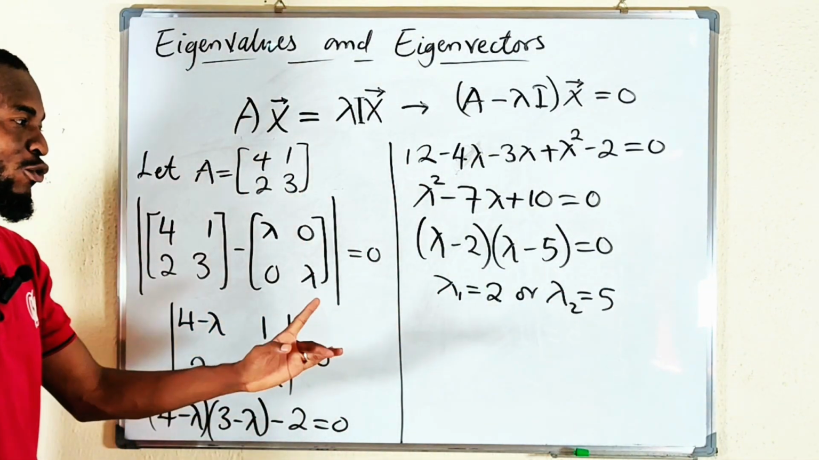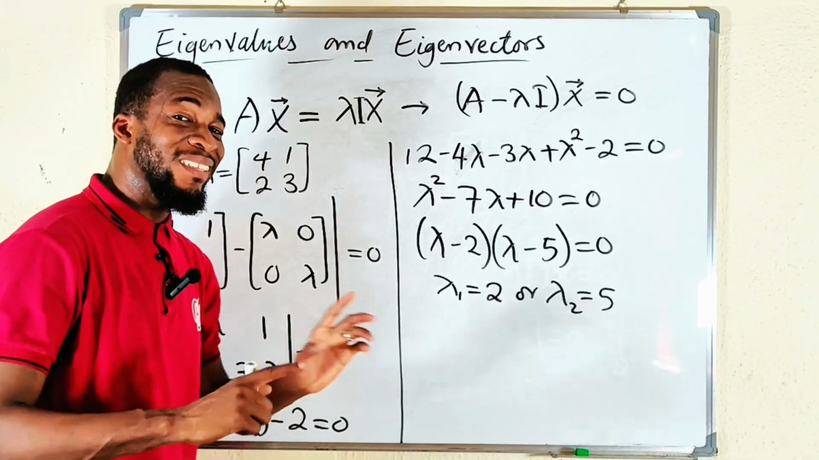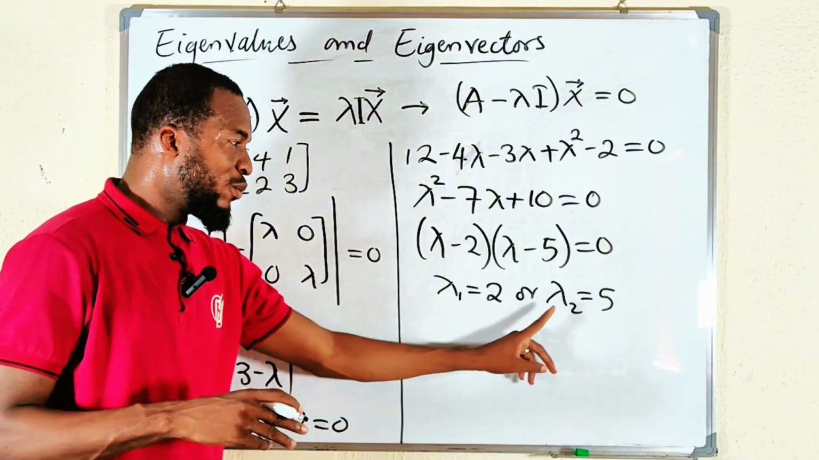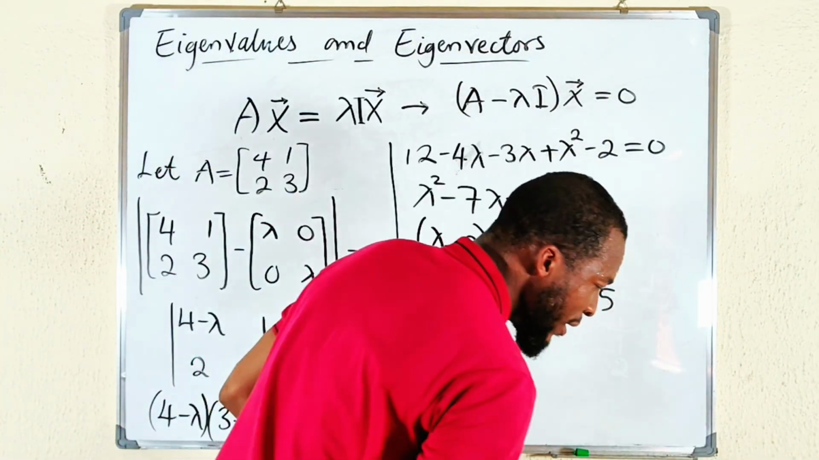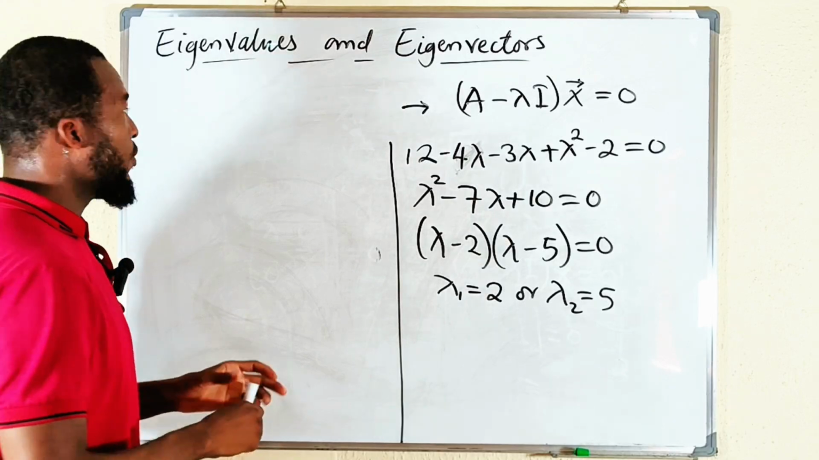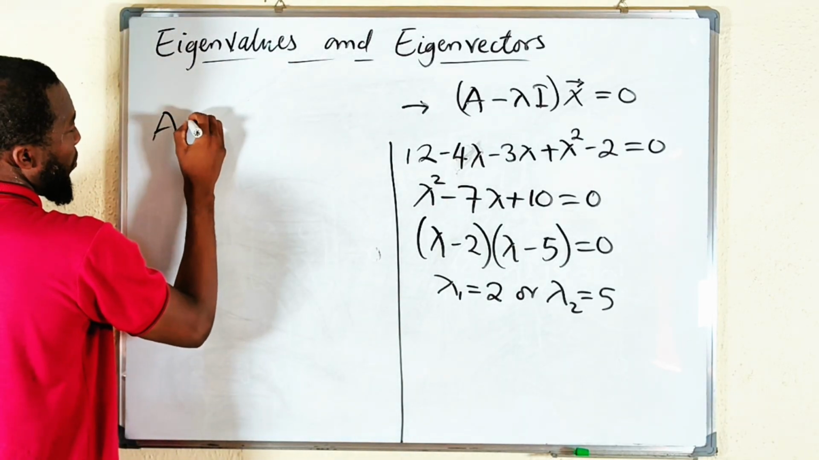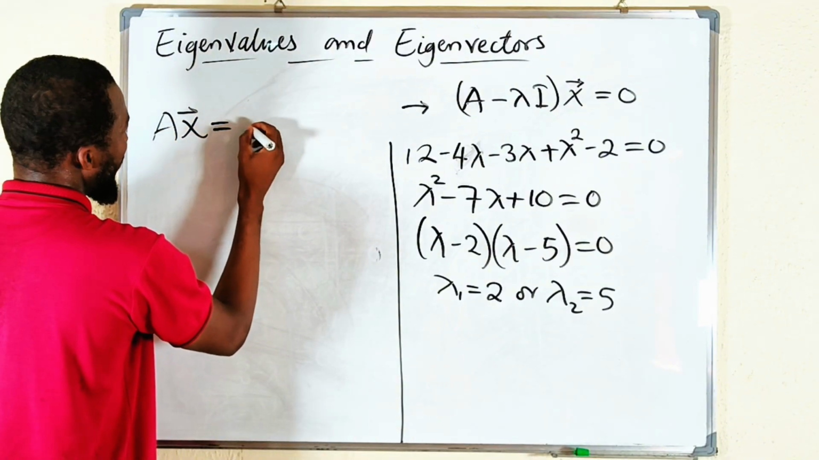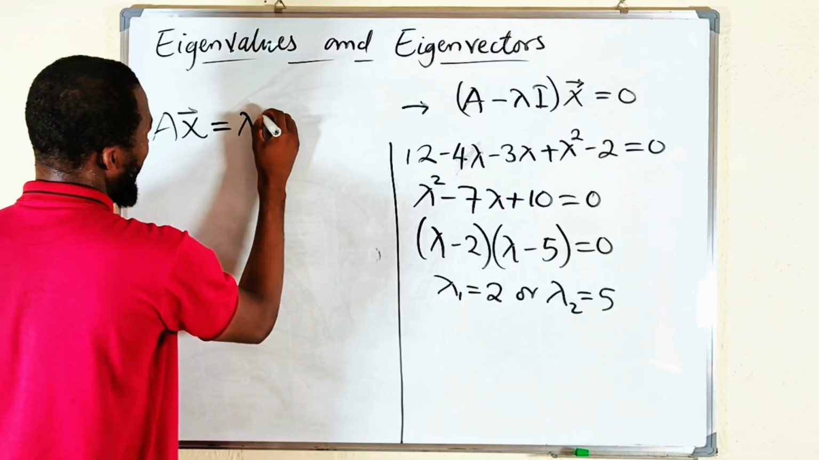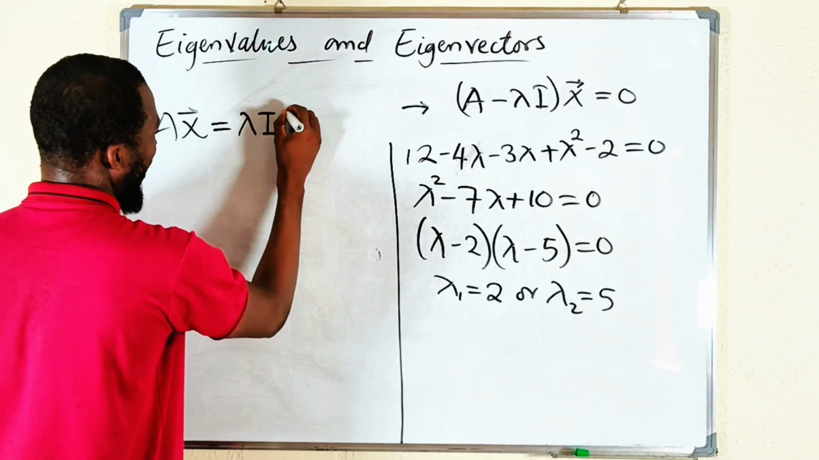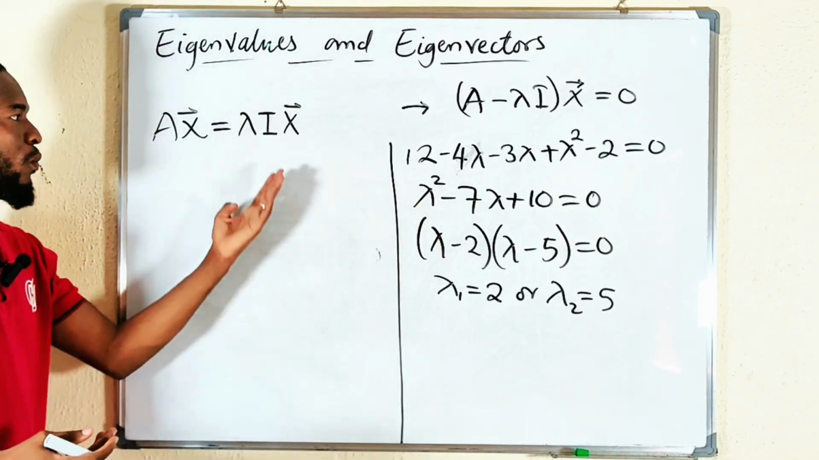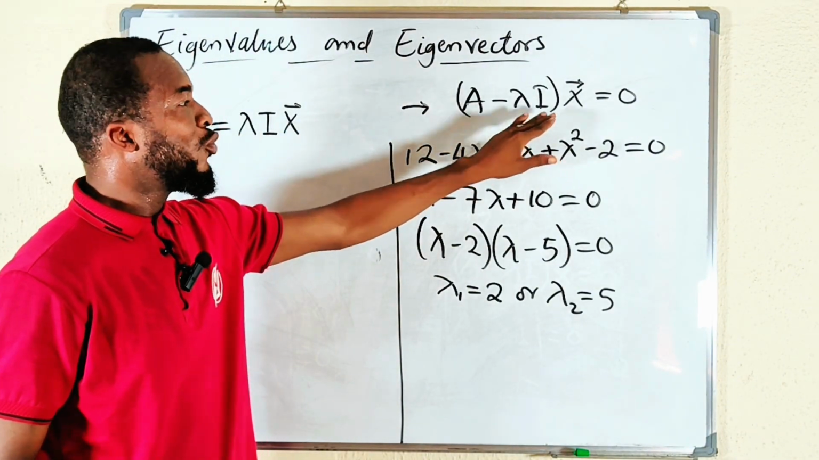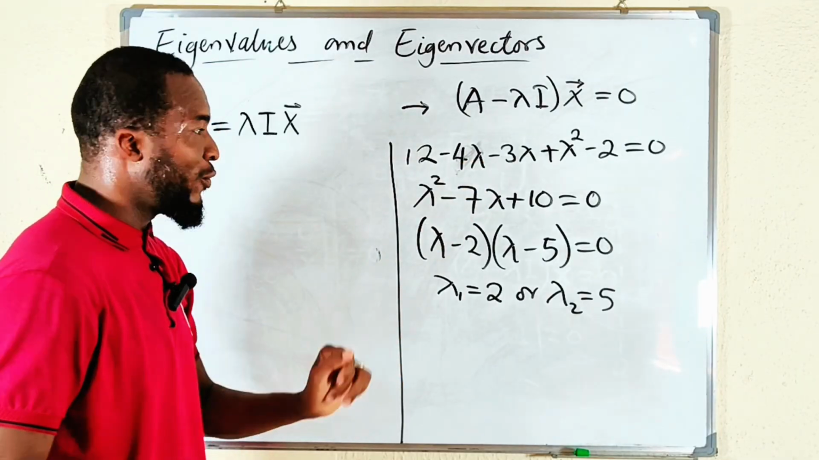So since we have this, you should know that every eigenvalue has its unique, corresponding eigenvector. So we are going to use these two values separately to find the eigenvectors. Remember the equation we started with? We have learned that A multiplied by X is equal to lambda multiplied by I times X again. Then we bring everything to the left. Okay, look at it here. This is what we are going to use to solve for the eigenvector.